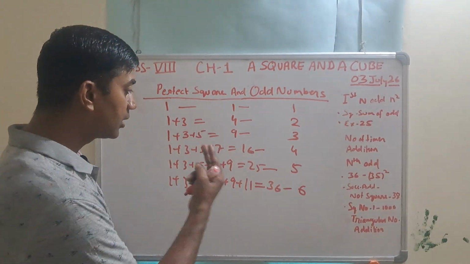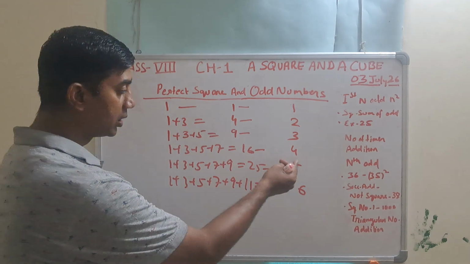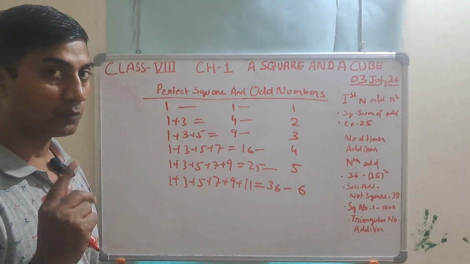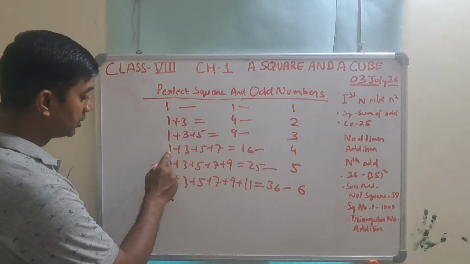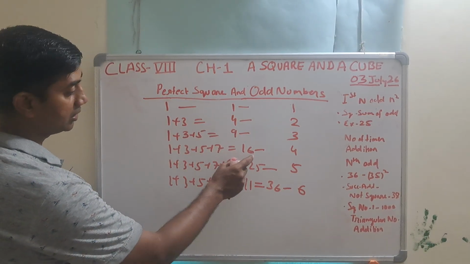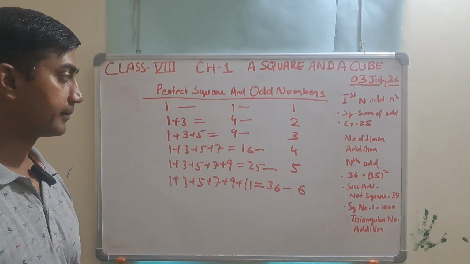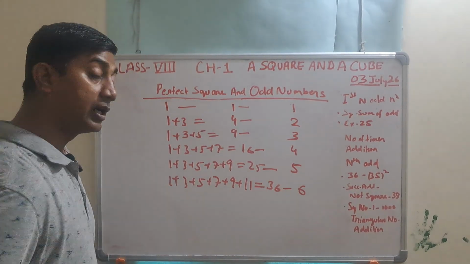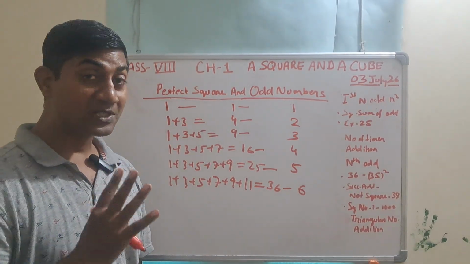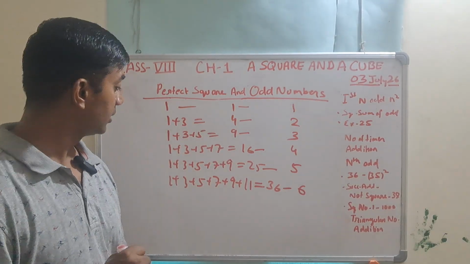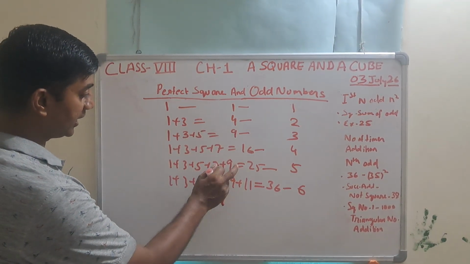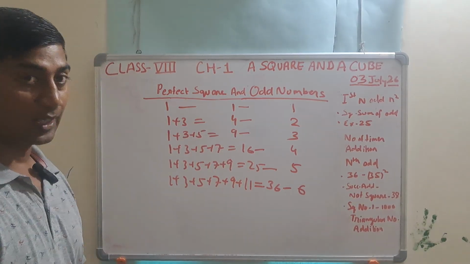To find the square of 4, we add 4 successive odd numbers starting from 1, that is 1, 3, 5 and 7. The result comes 16. And to find the square of 5, we add 5 successive odd numbers starting from 1, that is 1, 3, 5, 7, 9. We get the 25.